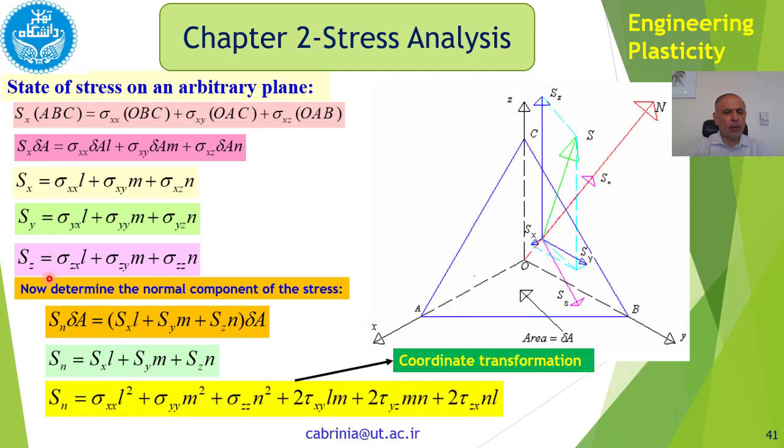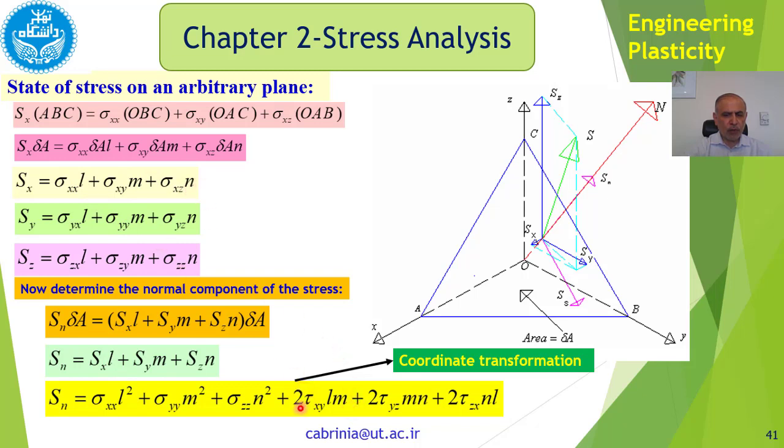And so, we can write here Sx, we substitute this one. For Sy, we substitute this one. And for Sz, we substitute this one. So we get this relationship. Because if you substitute sigma XX L, sigma XY M, sigma XZ N into here, we get L, so L is multiplied by this, we get L squared, LM, LN.